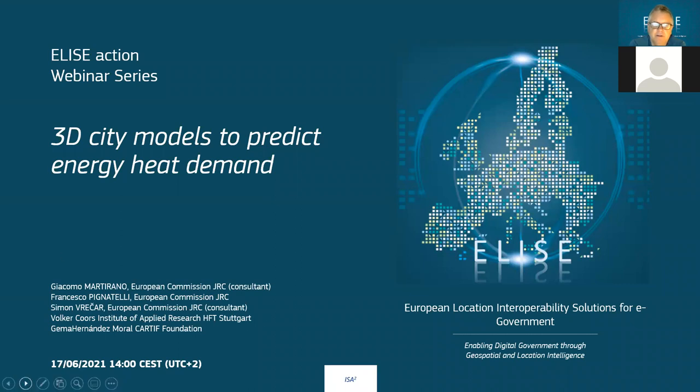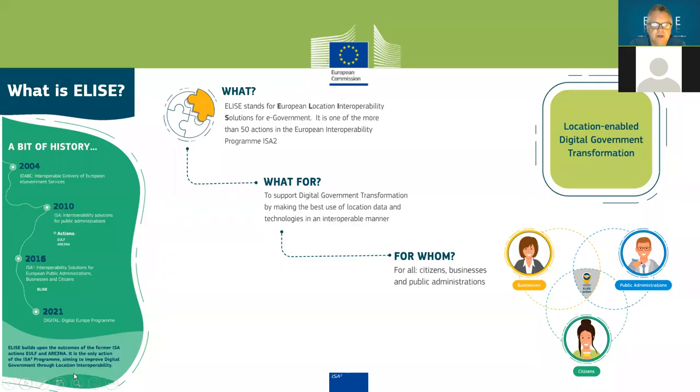Maybe at the beginning, a few words about the ELISE Action. ELISE, which stands for European Location Interoperability Solutions for e-Government, is an action part of the ISA Square program. It is a European interoperability program aiming at providing cross-border and cross-sector interoperability solutions for public administrations, citizens, and businesses. There are more than 50 actions tackling interoperability from different angles, while the ELISE action is the only one focusing on the location dimension.